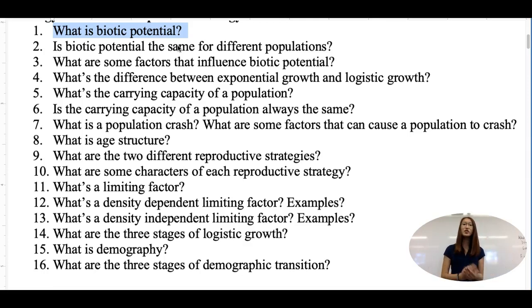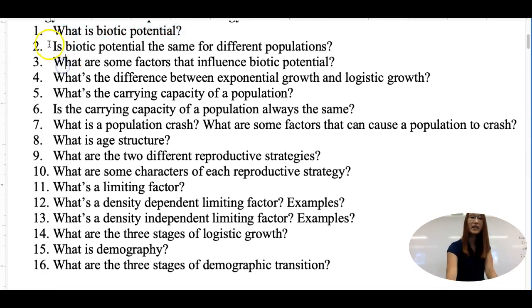means there is no competition, or there is very little competition. There's plenty of resources, plenty of space. The weather is great. There's no natural disasters. How fast can the population grow in that case, right? So when we think about exponential growth, this is often related to biotic potential because exponential growth can only happen when there's very little limiting factor that limits how fast the population can grow. So the population will just keep growing.